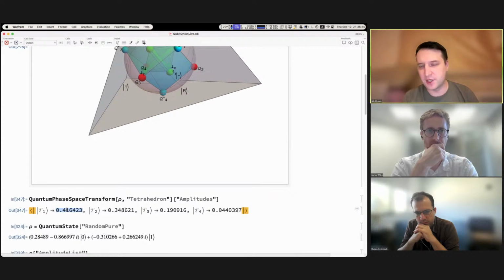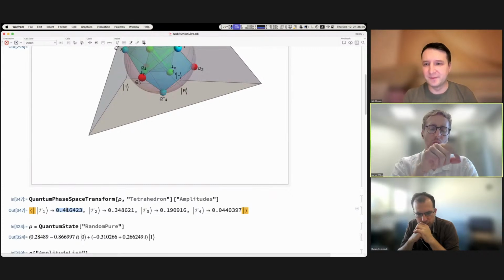And the transformation is one-to-one, right? You can go back and forth, so it's just mathematically equivalent. Either you work with density matrices and complex amplitudes, or you work with these 4-dimensional probability vectors, if you wish.